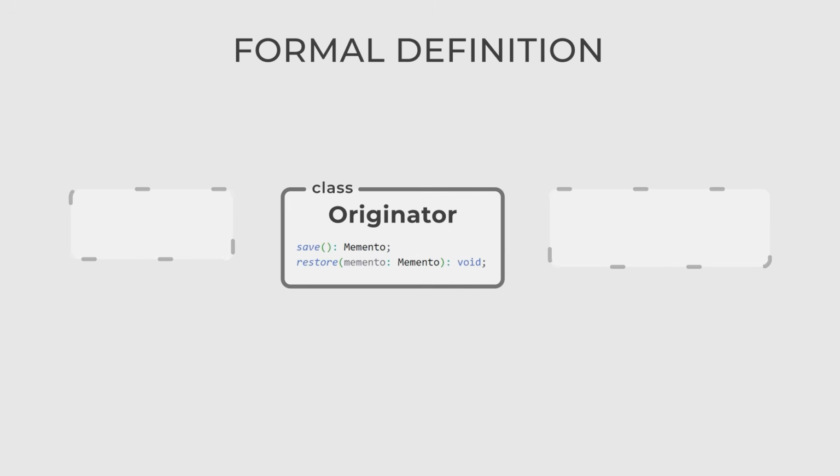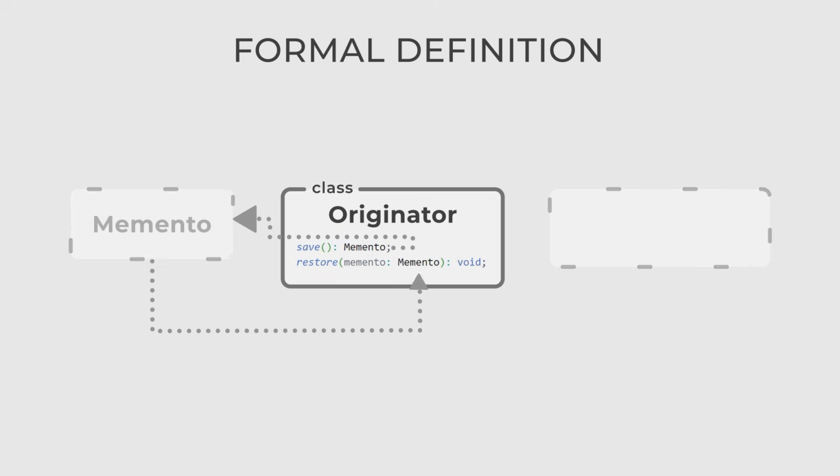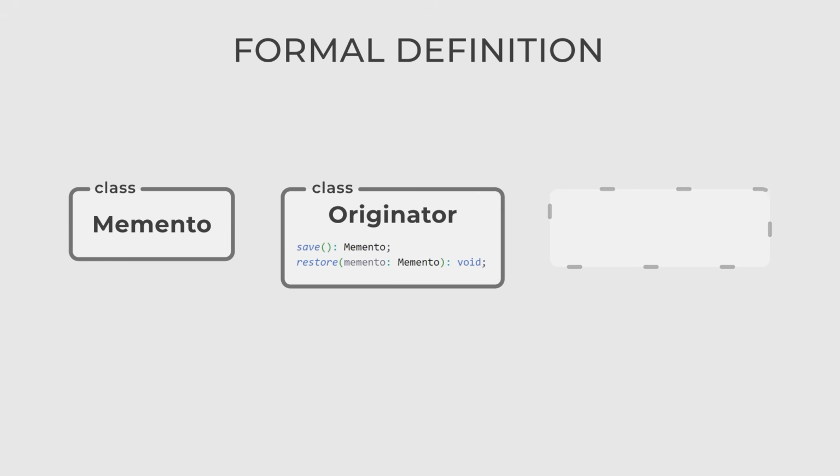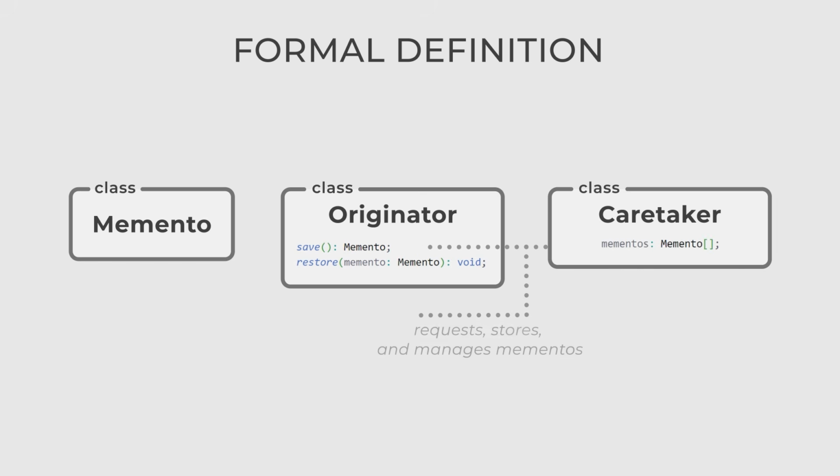There are only 3 actors here. Originator is the class whose state needs to be saved and restored. It creates Memento objects to capture its state and can restore its state from the Memento. Memento itself is also a class that stores the internal state of the originator. And Caretaker is a class that stores and manages mementos. It requests mementos from the originator and can use them to restore the originator's state.